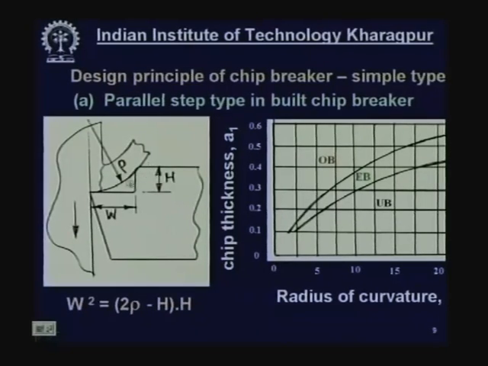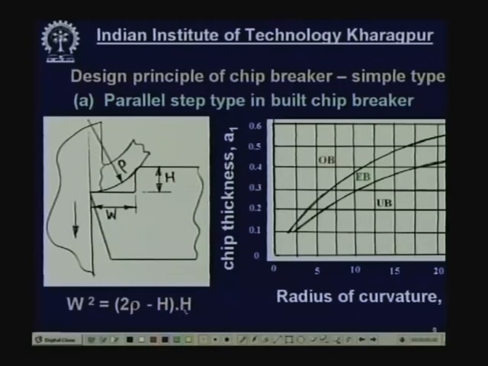Now, a lot of research has already been done in this area. What has been done? The critical radius of curvature at which a particular chip breaks depends mainly upon the chip thickness of the uncut layer, this thickness. This critical radius of curvature at which the chip will break will depend upon this uncut chip thickness, this one called A1.